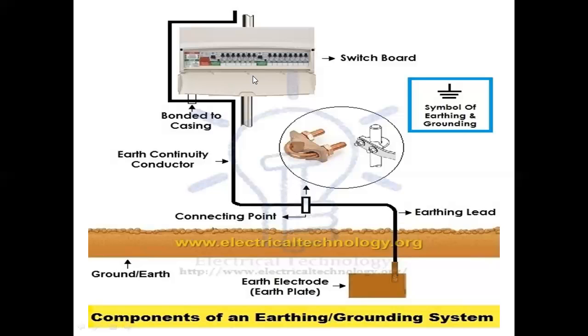So what happens if there is no continuity? Then obviously there is no connection to the earth through this conductor. In that condition, you may get an electrical shock, or the equipment will be damaged under abnormal conditions. So that is the disadvantage if you have not done the earthing properly.